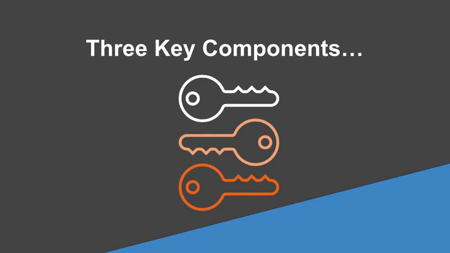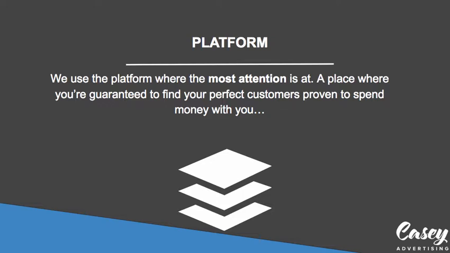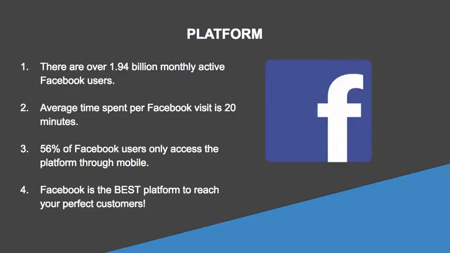Okay, so there's three components to getting an offer out in front of people, making them take action: where to put that, and how to deliver. So first we're going to start with the platform. What platform can we use where we can get plenty of people's attention? A place where you're guaranteed to find your perfect customers and are willing to spend money with you. If you guessed Facebook, you're right.